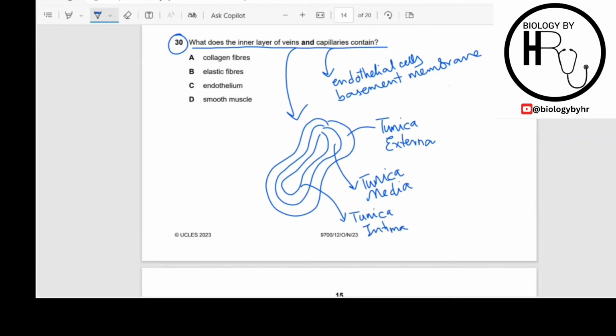This layer of the tunica intima is made up of the endothelial cell. The tunica intima only contains the endothelial cell. So what does the inner layer of the veins and the capillary contain? Capillary only contains the endothelial cell, and the inner layer of the veins also contains the endothelial cell, which is known as the tunica intima. So over here our answer should be option C, endothelium.